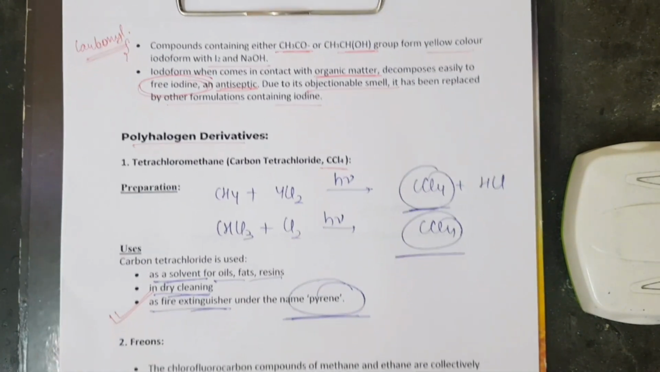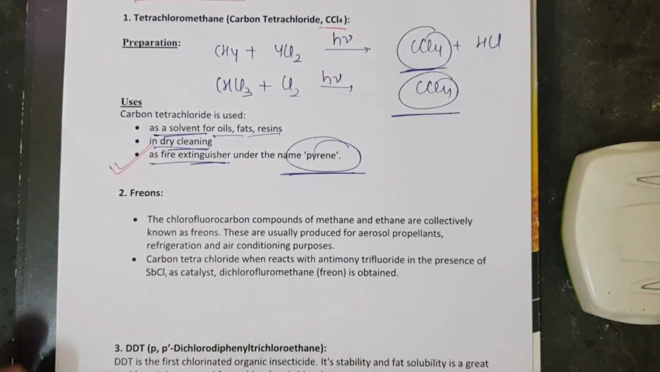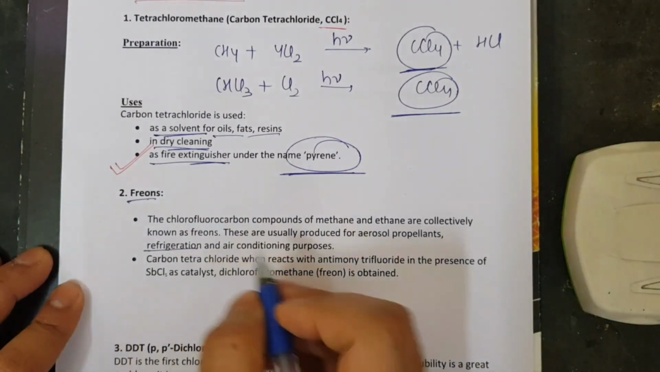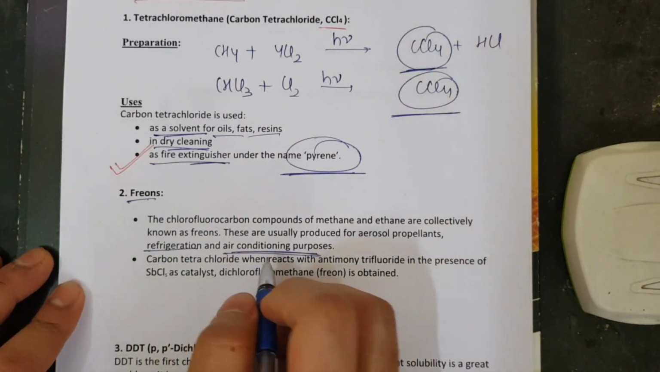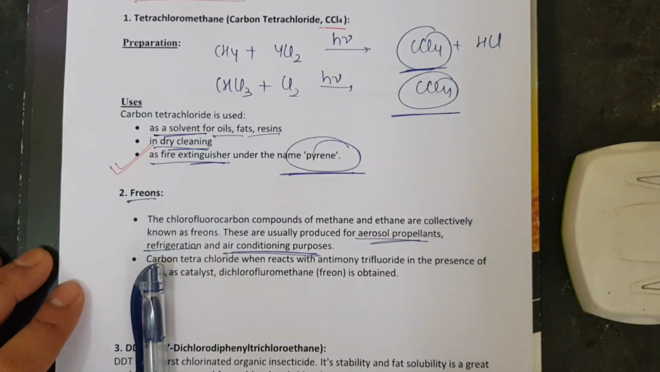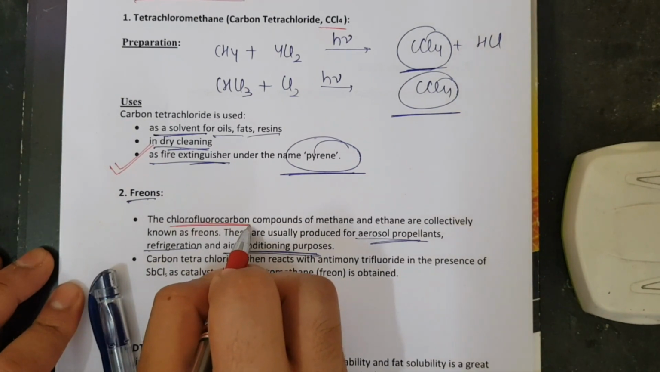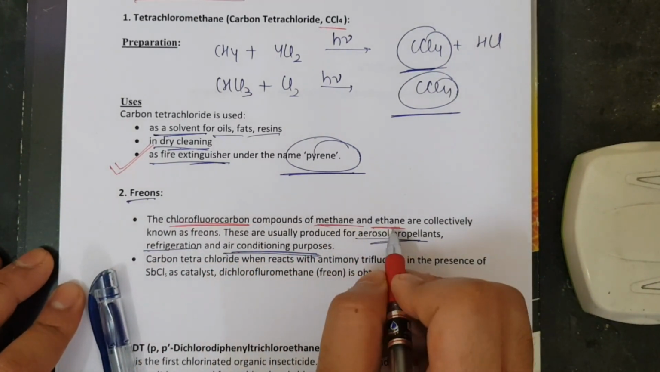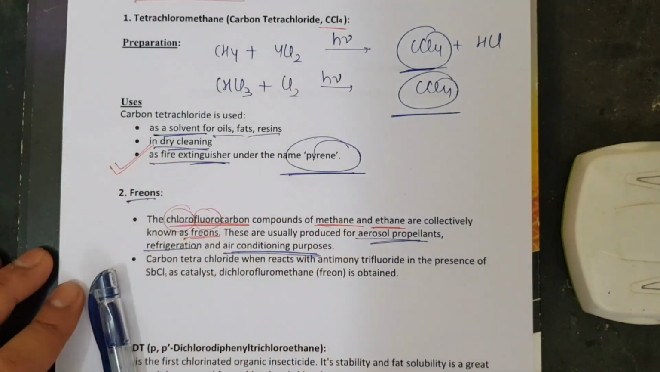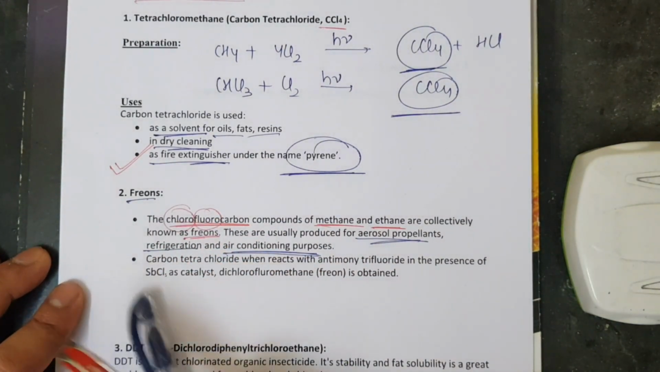Okay, now we have the freons. You would have definitely seen these structures. The freons are used in refrigeration, air conditioning purposes and as aerosol propellants. The chlorofluorocarbons of methane and ethane are collectively known as freons. Chlorine is also present, fluorine is also present.